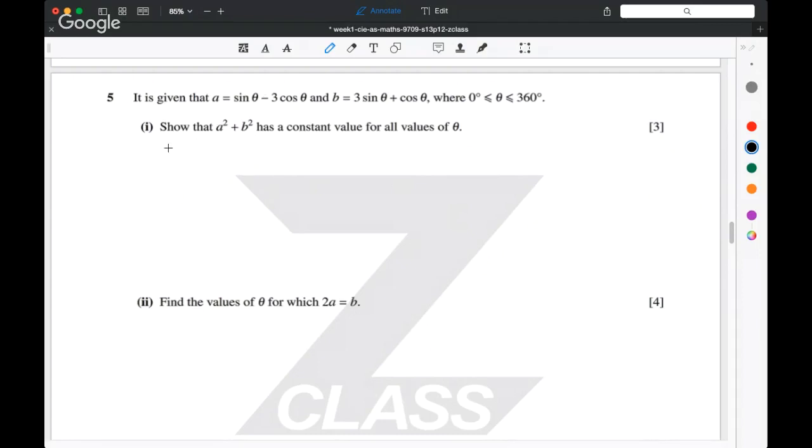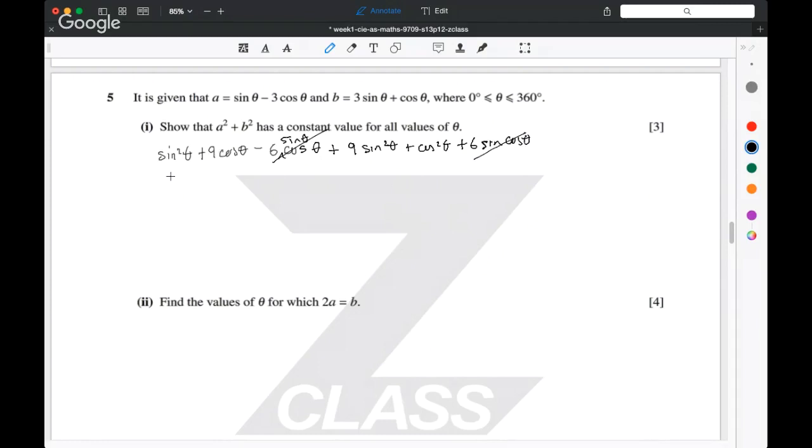So a squared, well, that's going to be sine squared theta plus 9 cosine squared theta plus the mixed term, minus 6 sine theta cosine theta, because there's 2 copies, plus b squared, which is 9 sine squared theta plus cosine squared theta plus 2 copies of the mixed term, 6 sine theta cosine theta again. And I tell you that because these cancel happily.